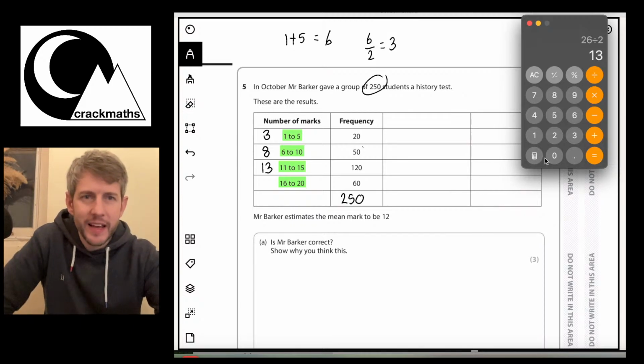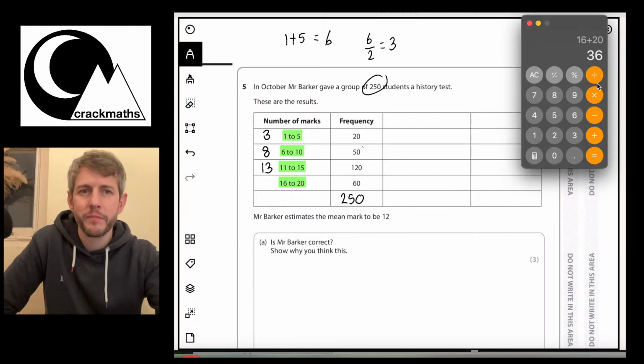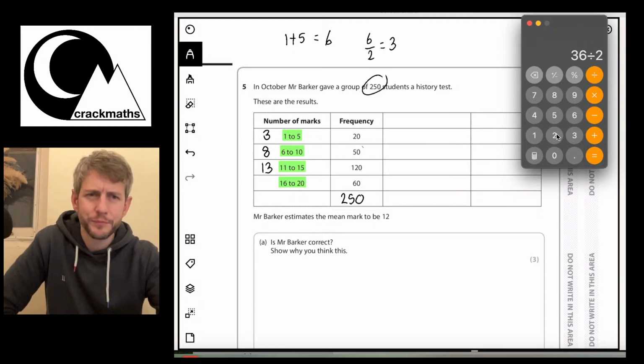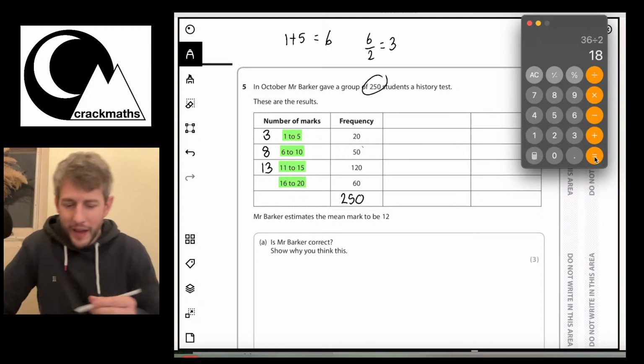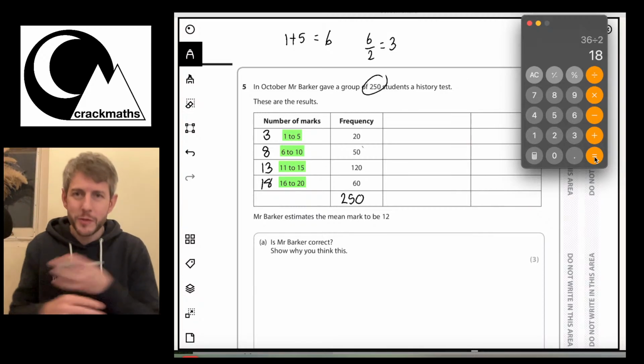And then, so let's have a go. Hopefully you did 16 add 20 to get 36, and then you divided that by 2 here. Okay, and that's 18.